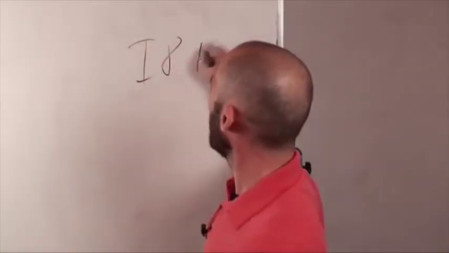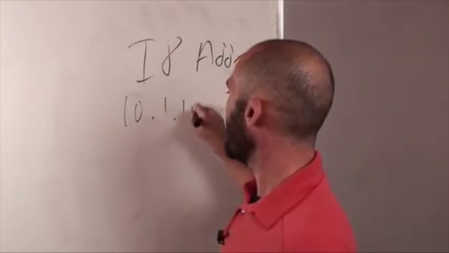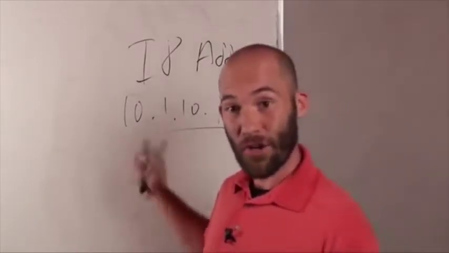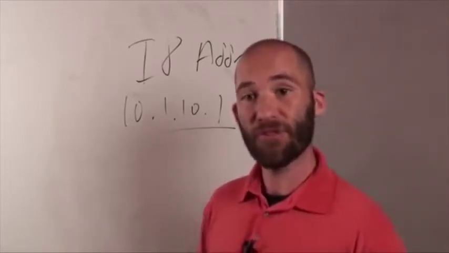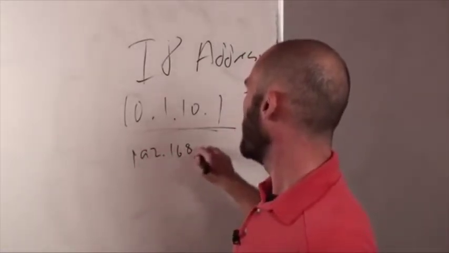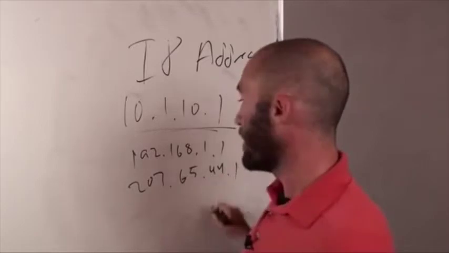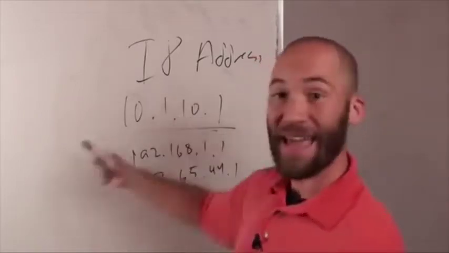So let's talk about the components of a TCP/IP network. The first thing is what is called the IP address. So the IP address is something that you'll see, and it's like 10.1.10.1, let's say. That is an IP address. IP addresses are addresses that are used to signify every computer or device on a network. Every computer or device on a TCP/IP version 4 network needs an IP address: 10.1.10.1, 192.168.1.1, etc., 207.65.44.1. These are all IP addresses. So every device on the network needs what is called an IP address.